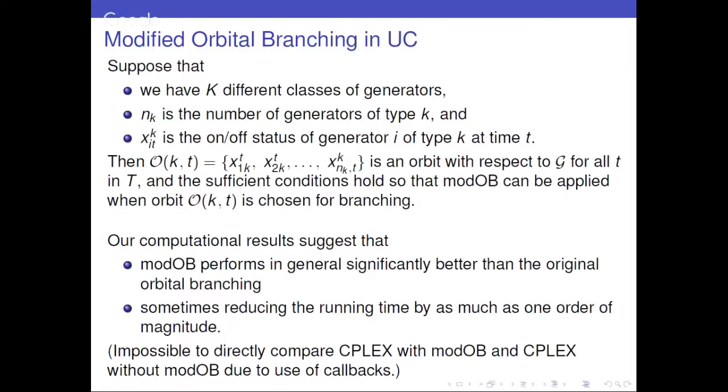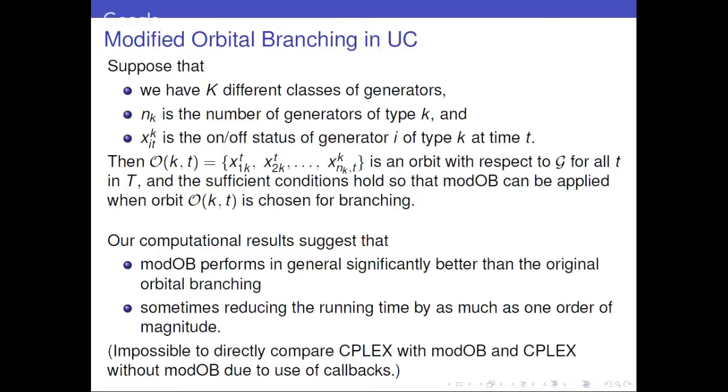Comparisons get a little bit complicated. I just put a summary of the results here because there are things like, if we're going to compare with Cplex, then we have to use callbacks, but if we use callbacks, then it's not clear that it's a fair comparison anymore. But generally speaking, we did a bunch of tests that really suggest that modified orbital branching is significantly better than the original orbital branching. And sometimes the difference can be as much as 1 order of magnitude in the running times. But again, the comparison is difficult.